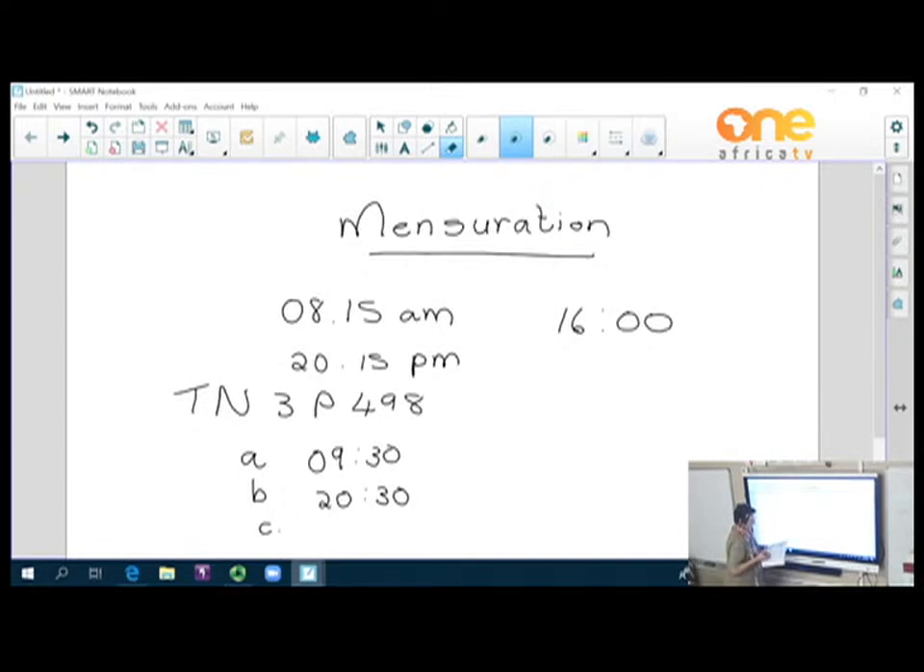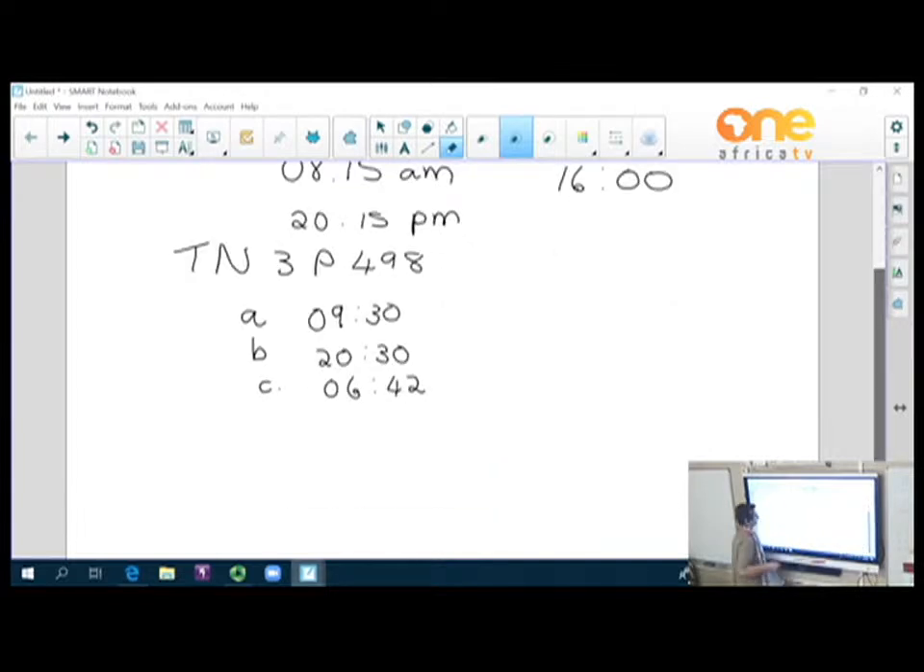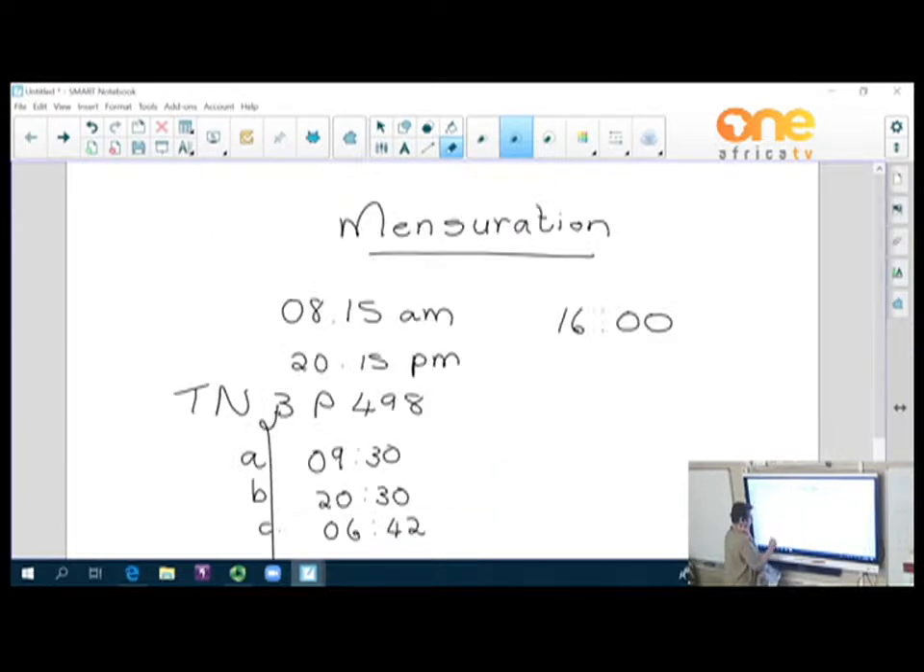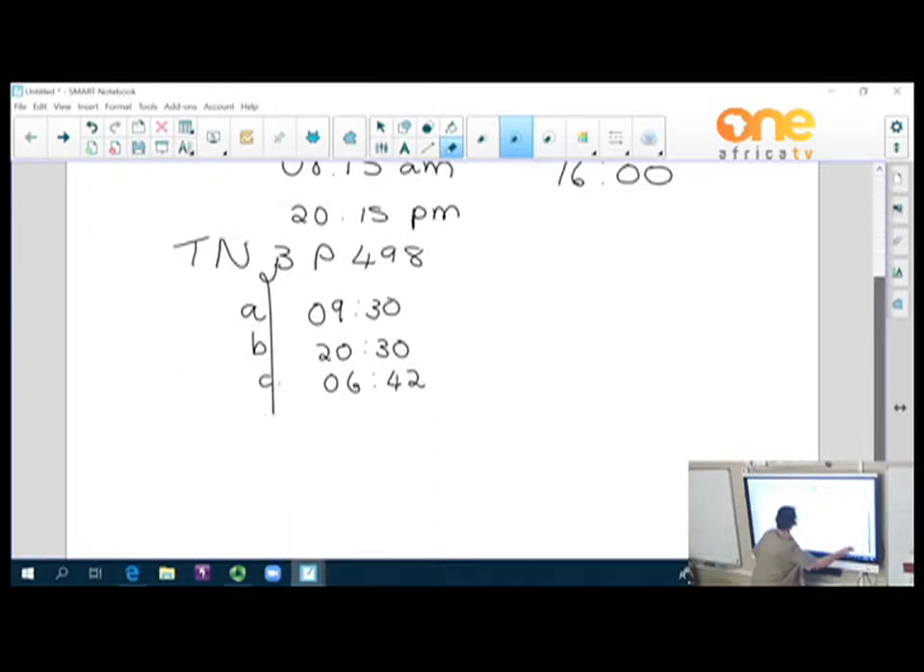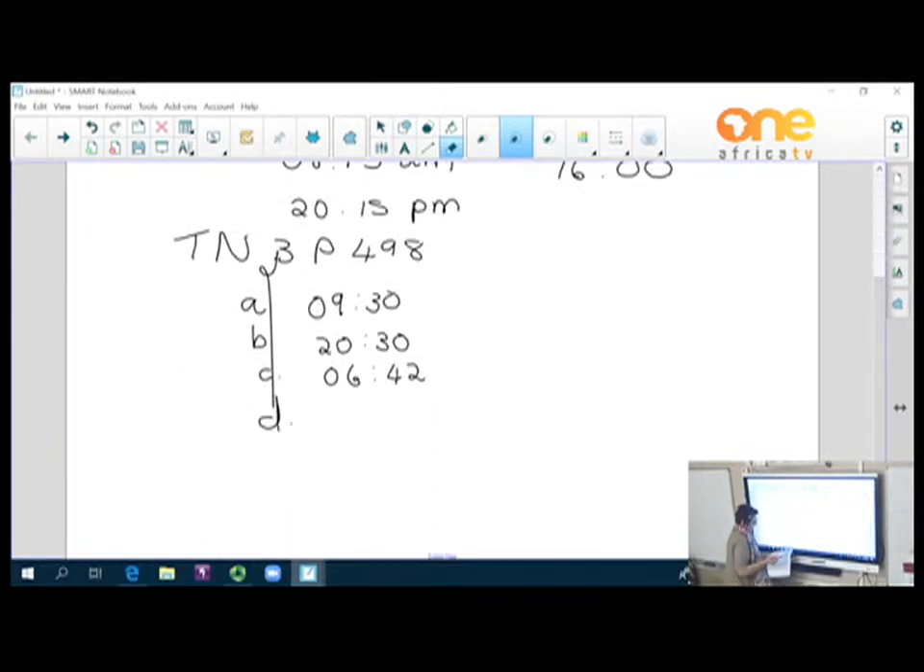Number C, 6:42 a.m. So it will be 06:42. a.m. is in the morning, so it will just look like that. And then the last one, number D. And this one is then 2:37 p.m. So I add 12 hours there, and that will then be 14:37. This was question 1.